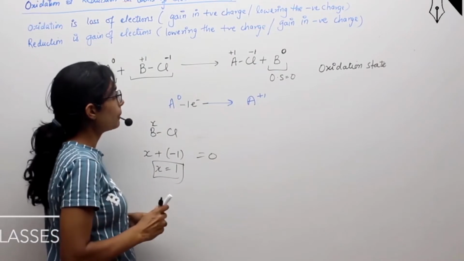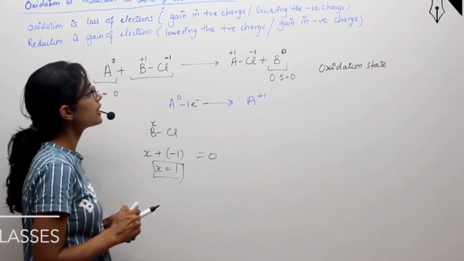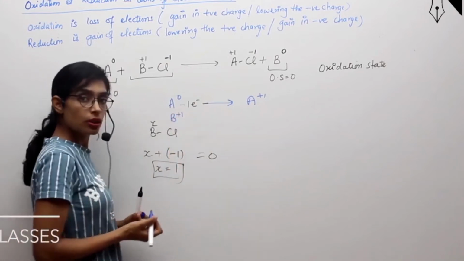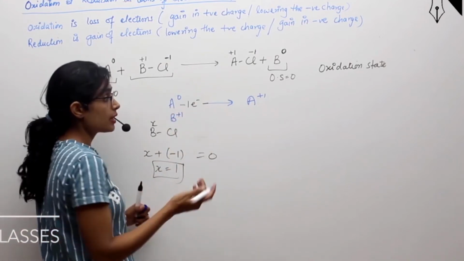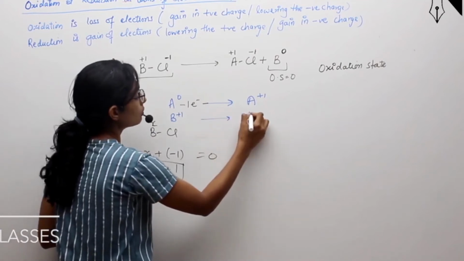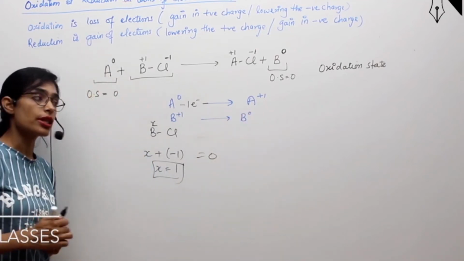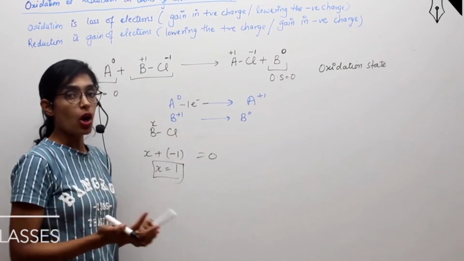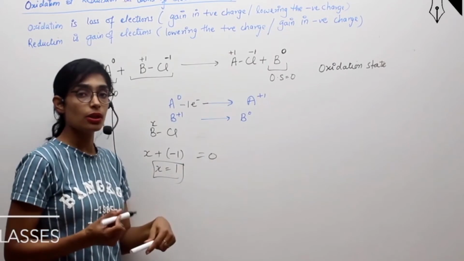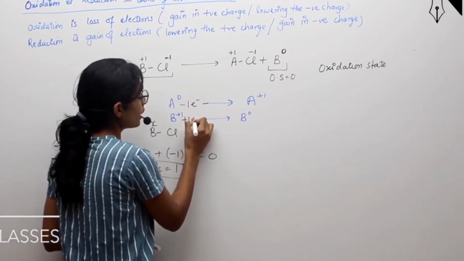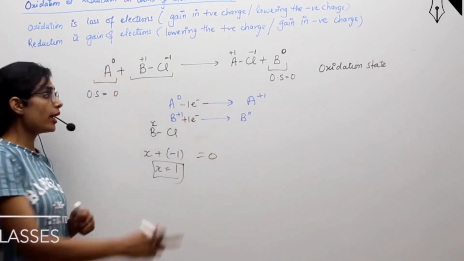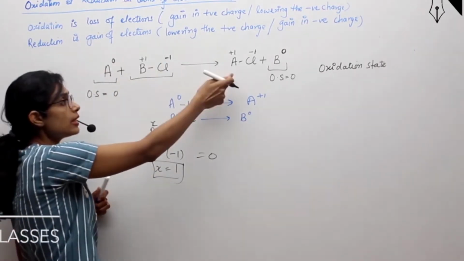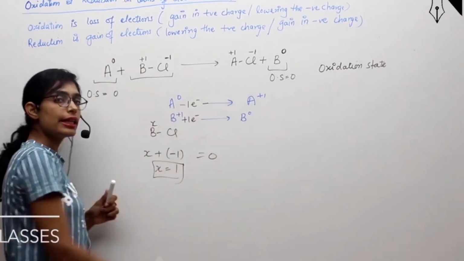Whereas if I talk about B, because the change has happened in B, not Cl, we will not talk about Cl here. Now B had +1 charge or +1 oxidation state, and it has become B0, basically 0 oxidation state. So how will this +1 charge get nullified? It would have gained 1 electron, and that's how it has become 0. So gaining of 1 electron has happened here. If I look at the reaction very carefully, A has lost an electron, whereas B has gained an electron.